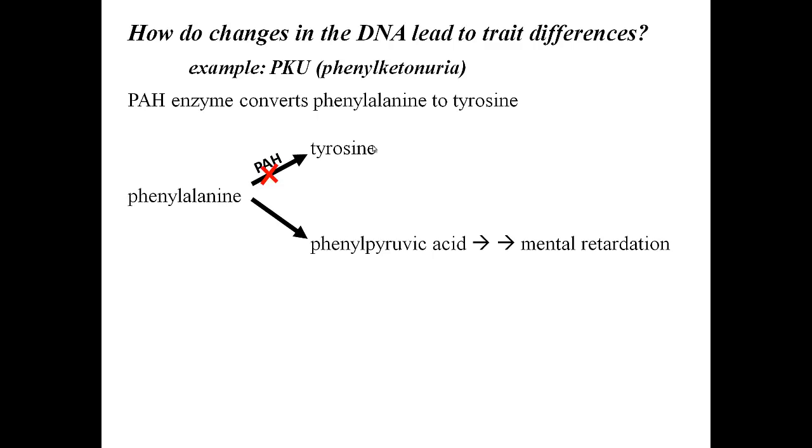If you are defective for the PAH enzyme, phenylalanine will start to accumulate in your body, and it will eventually break down into a toxic byproduct, which is called phenylpyruvic acid. Phenylpyruvic acid can actually cross the blood-brain barrier and damage the brain. And so if you continue to have high phenylalanine in your diet and you can't break it down, it will permanently damage the brain.